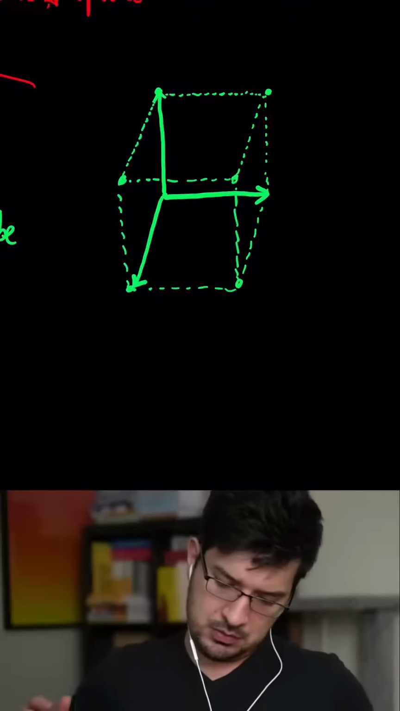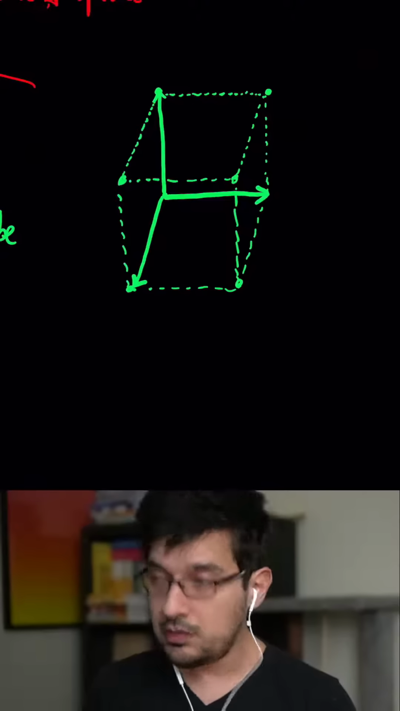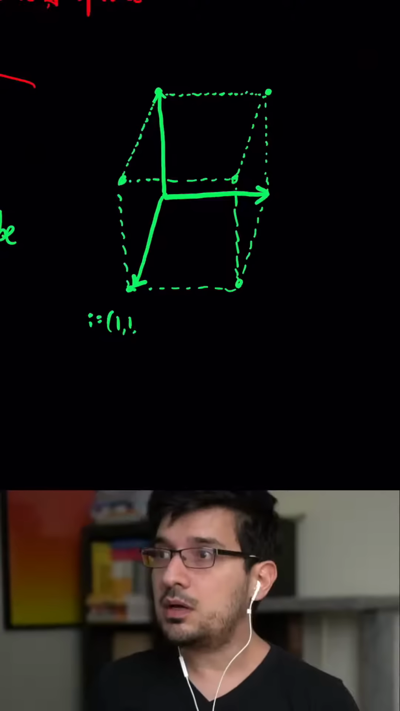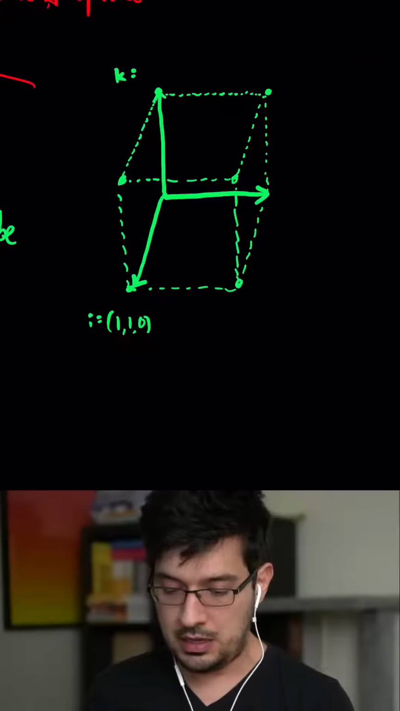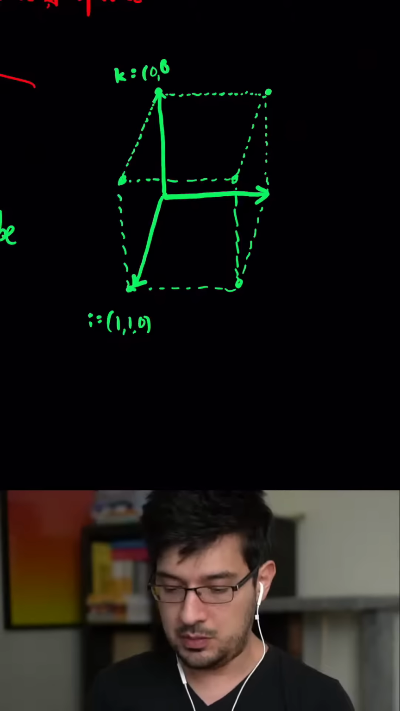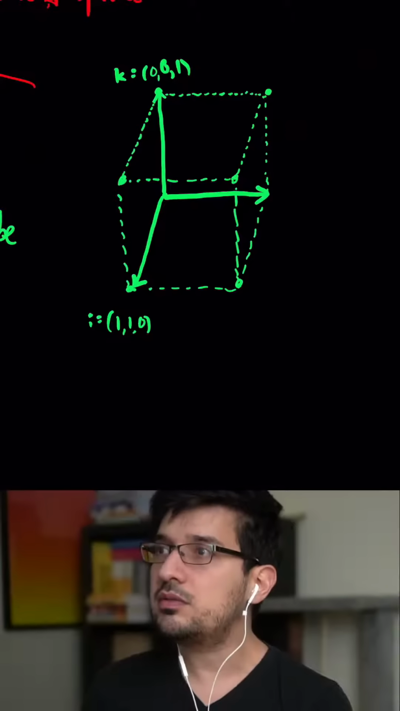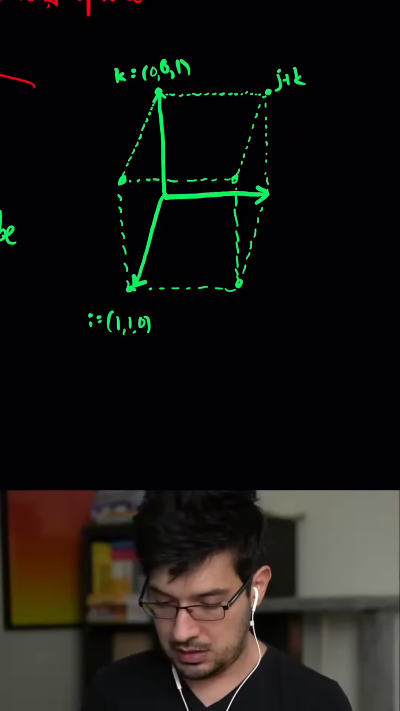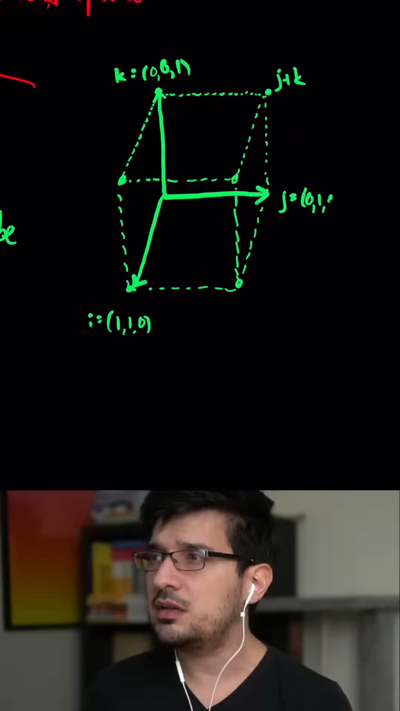Okay, so this is sort of what the drawing looks like, and it has I equals 1, 1, 0. K is 0, 0, 1. This is J plus K. And J equals 0, 1, 0.